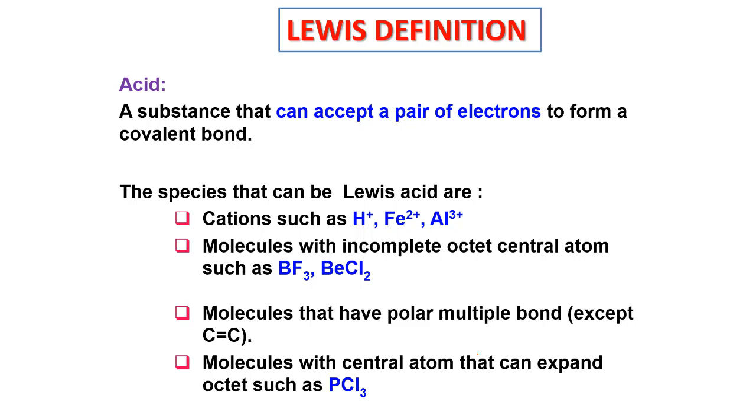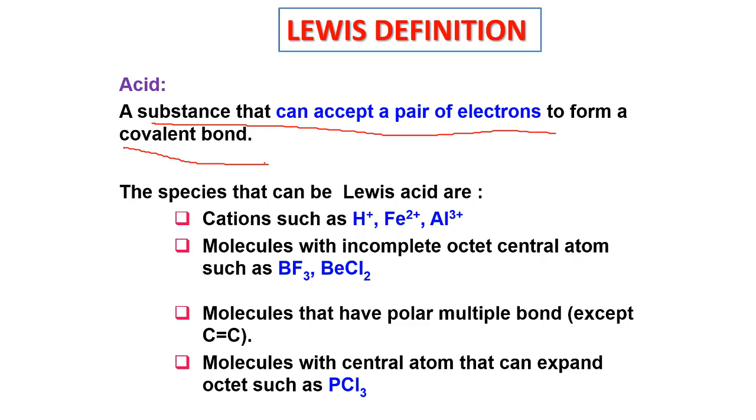Baik, next kita pergi kepada Lewis definition. Alright, Lewis define acid as a substance that can accept a pair of electrons, okay, to form a covalent bond. Sesuatu bahan yang boleh menerima pasangan elektron untuk menghasilkan ikatan covalent. Alright, okay. So dia sedikit berbeza daripada Arrhenius dan juga Brønsted-Lowry definition.